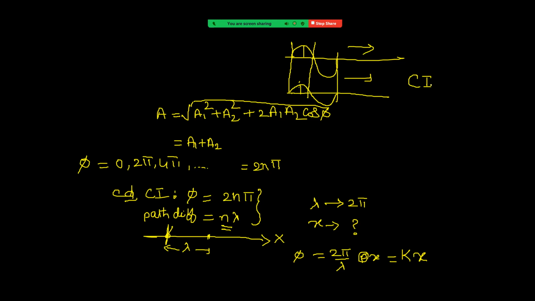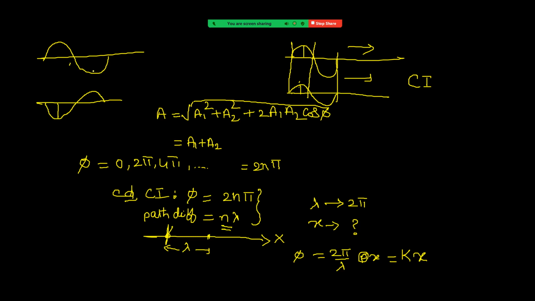Right. Now coming to destructive. So destructive means a wave traveling like this and one more wave, but this is now trough and crest. So here crest is falling over trough. That means this displacement is positive and this displacement is negative, right? So when crest is falling over trough, the amplitude is minimum. That is A1 minus A2.